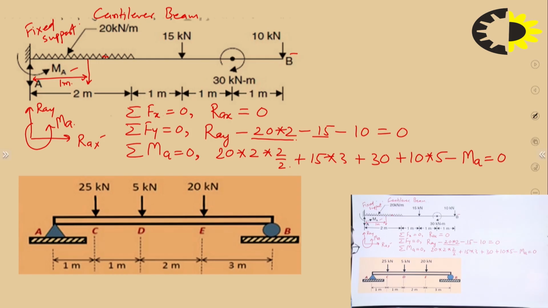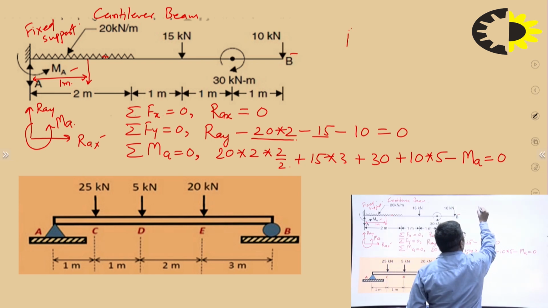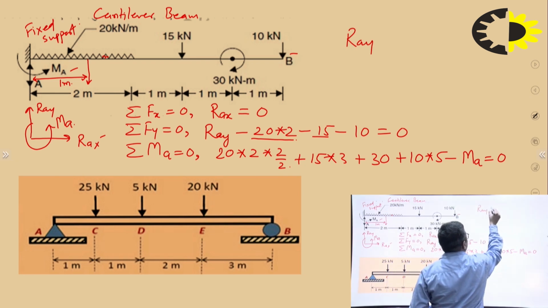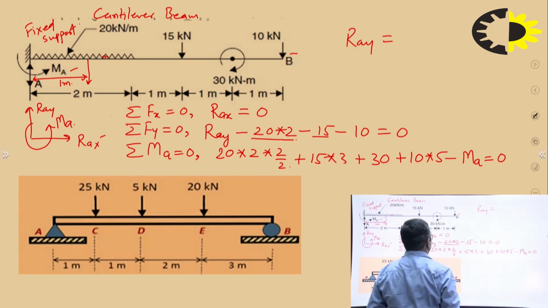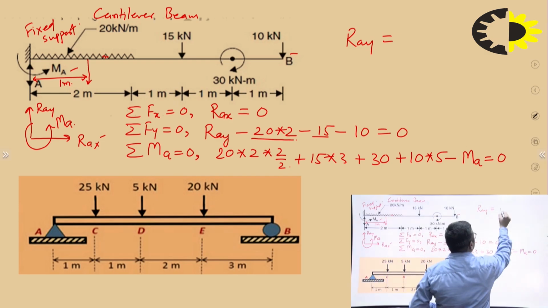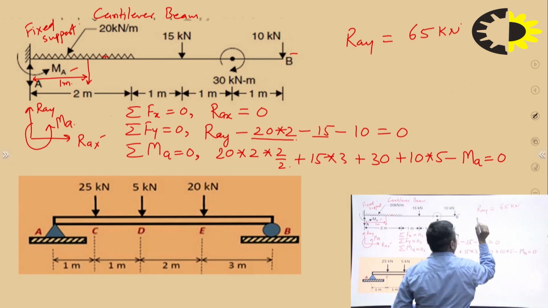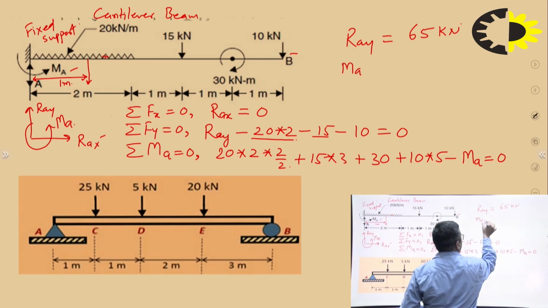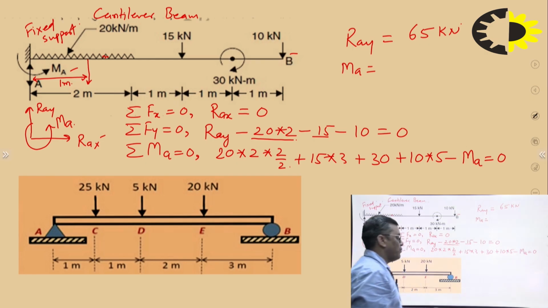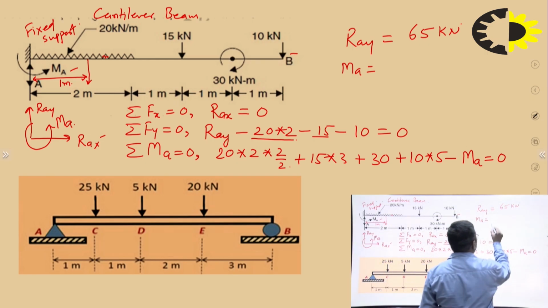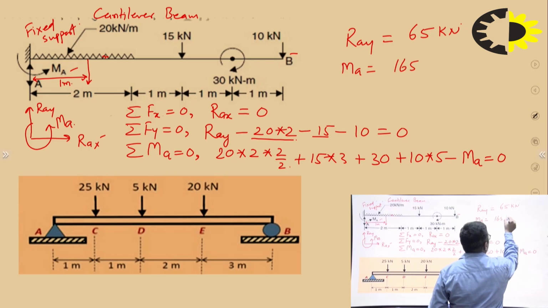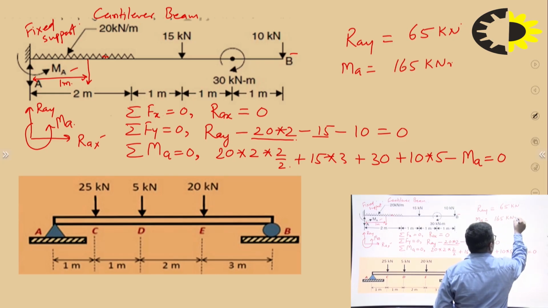By solving both these equations, you will be able to get RAY from the second equation, it is clearly visible, that is equal to 65 kilonewton. And MA, how much will it be? You can calculate MA from the third equation. It is 165 kilonewton meter.